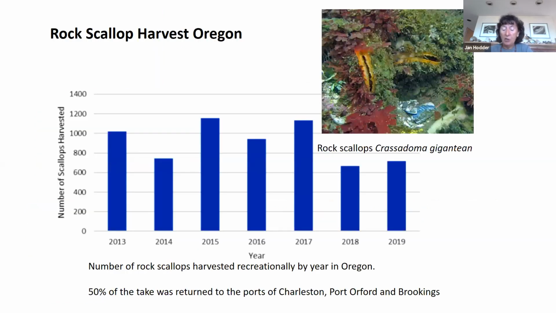One other potential sea otter prey species for which there are data are rock scallops. These are bivalves that attach to rock substrate and are taken under permit by recreational divers. The harvest is relatively small, averaging about 800 individuals per year, as you can see in this graph, and 50% of the take was returned to the ports of Charleston, Port Orford, and Brookings, reflecting the area of abundance in the southern part of Oregon.